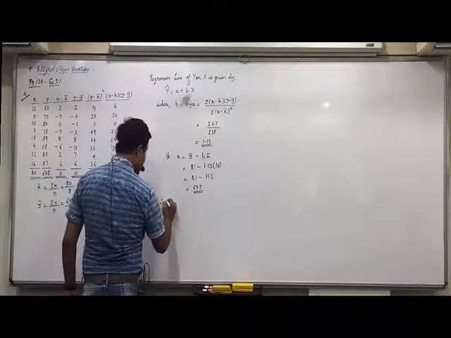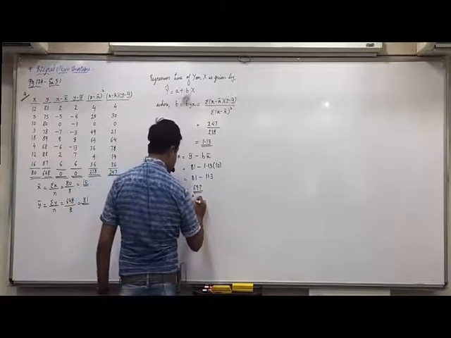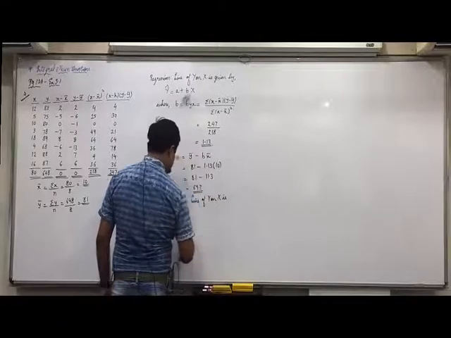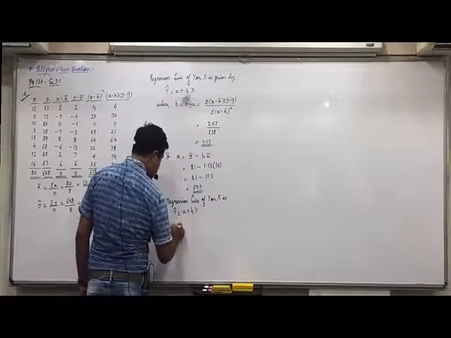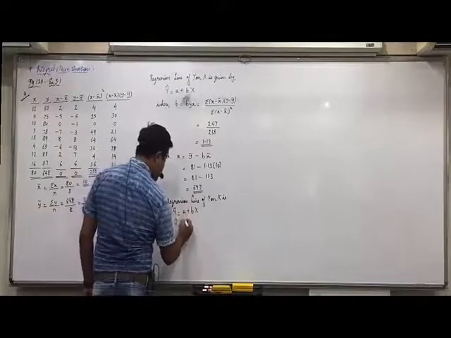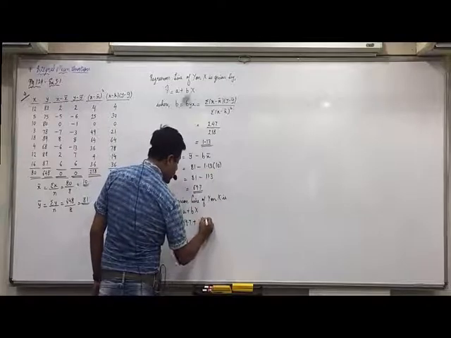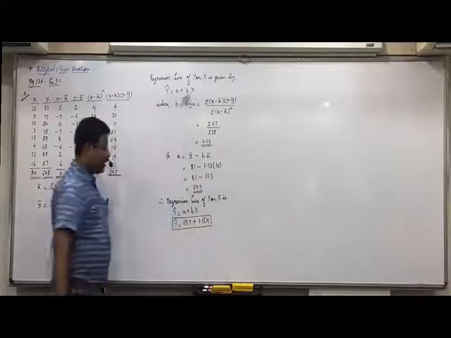Therefore, regression line of y on x is y cap equals a plus bx. So y cap equals a, which we obtained as 69.7, plus b, which we obtained as 1.13x. Any doubts with this?